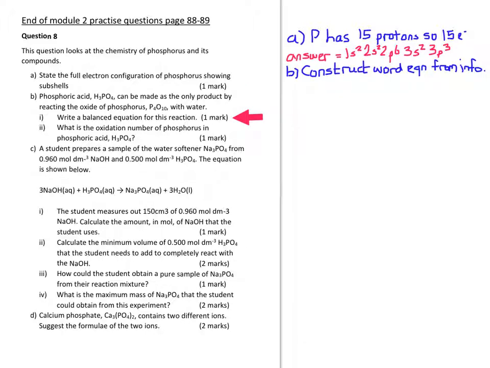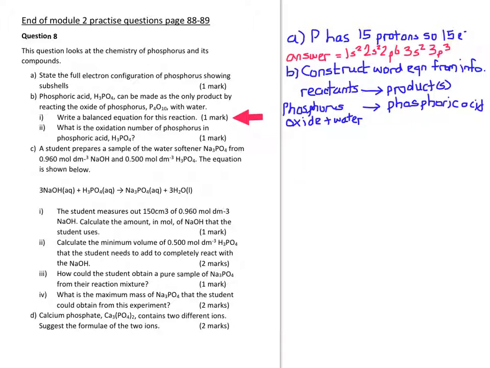So in the next part, they want you to write a balanced equation for the reaction, and they've described the reaction so you can construct a word equation from the information. So starting with the reactants going to products, look at what it says. Phosphoric acid can be made as the only product. So that must mean phosphoric acid is on the right-hand side. So phosphorus oxide and water go together to make that, because that's what the question tells us.